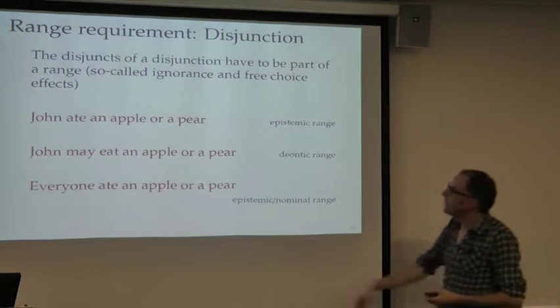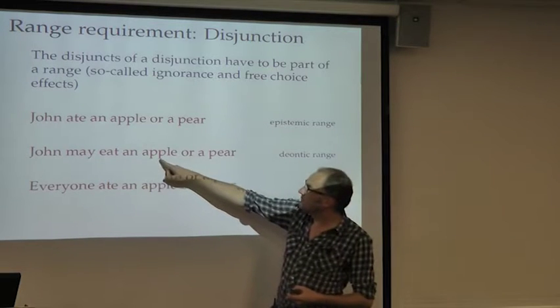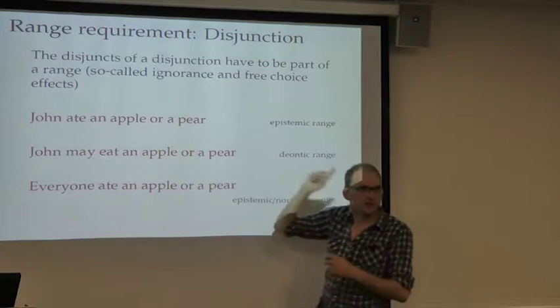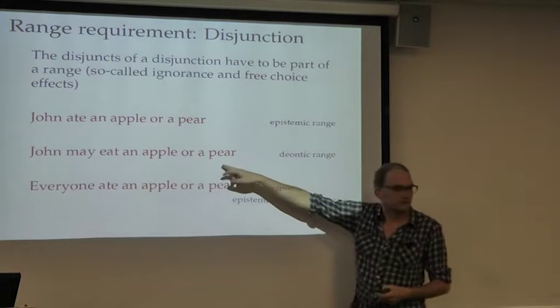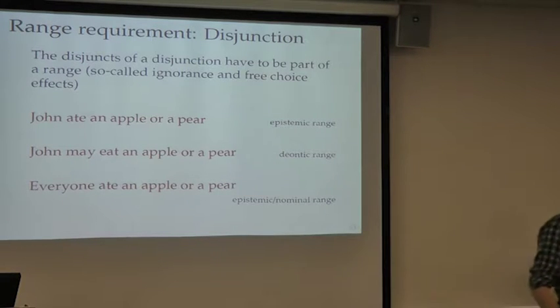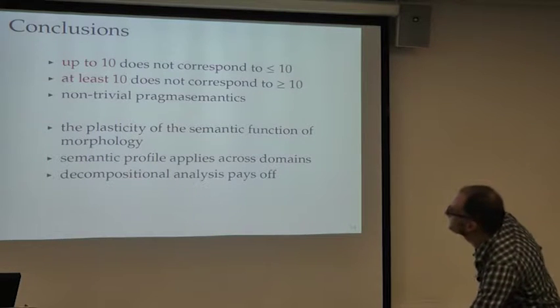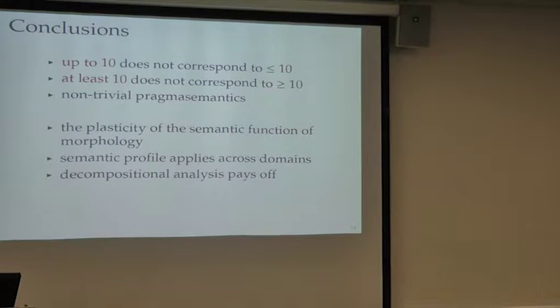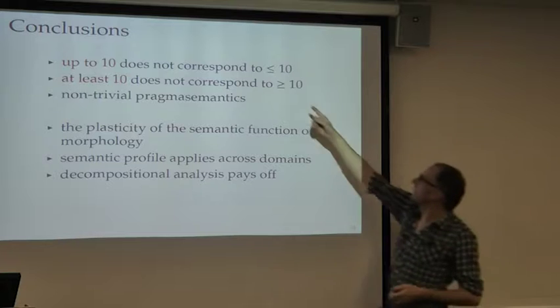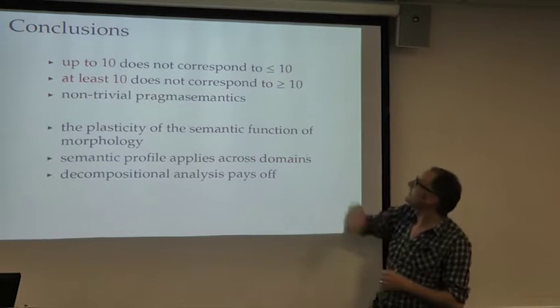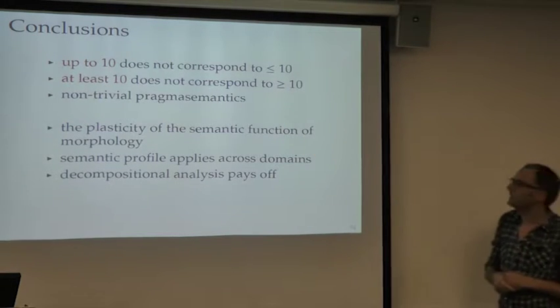And similarly, if you know that John is allowed to eat an apple, but he's not allowed to eat a pear, then this sentence is also not acceptable. Okay. So here's the conclusion. Put simply, something like "up to 10" doesn't correspond to something like this. And "at least 10" doesn't correspond to something like that.